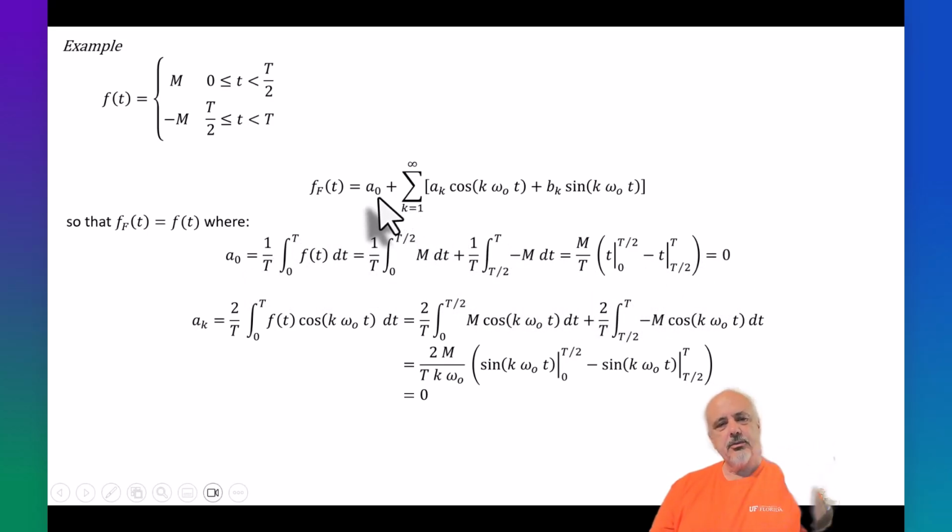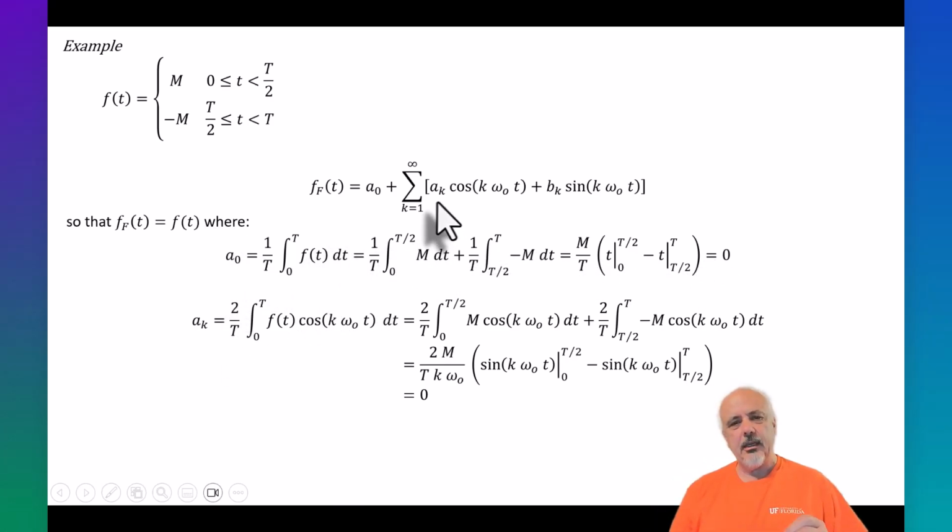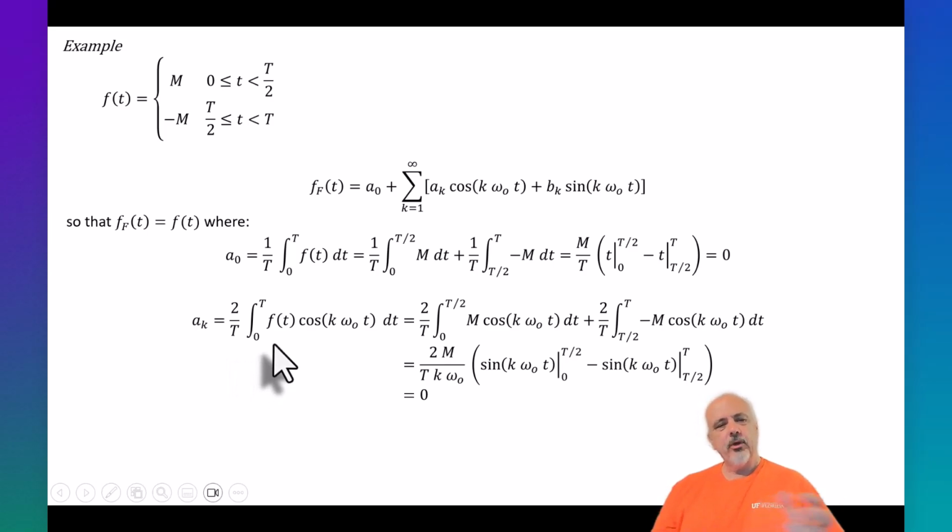The a naught is really an offset, and the square wave is balanced over the y-axis, right? They call it a DC component, or the offset. That's going to be 0. Okay, and then the next thing I did is try to figure out what the a sub k's are. So for the a sub k's, we're going to be integrating f sub t times cosine. Let's see what that looks like. We're going to break it up into the two segments: m for the first half, and then minus m for the second half. When we integrate cosine, we're going to get sine, evaluated from 0 to T over 2 and T over 2 to T.